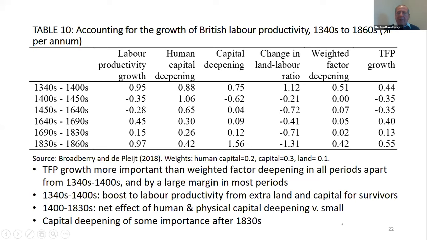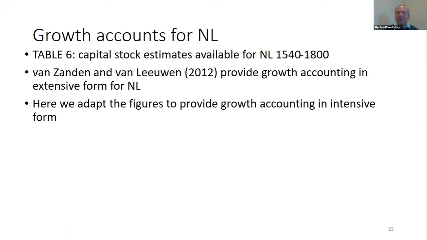But in all other periods, it's really TFP growth that's dominant. But you can begin to see capital deepening becoming more important from the 1830s, so that weighted factor deepening has some role there. But there's no doubt that the general picture is for TFP growth to be the key determinant.